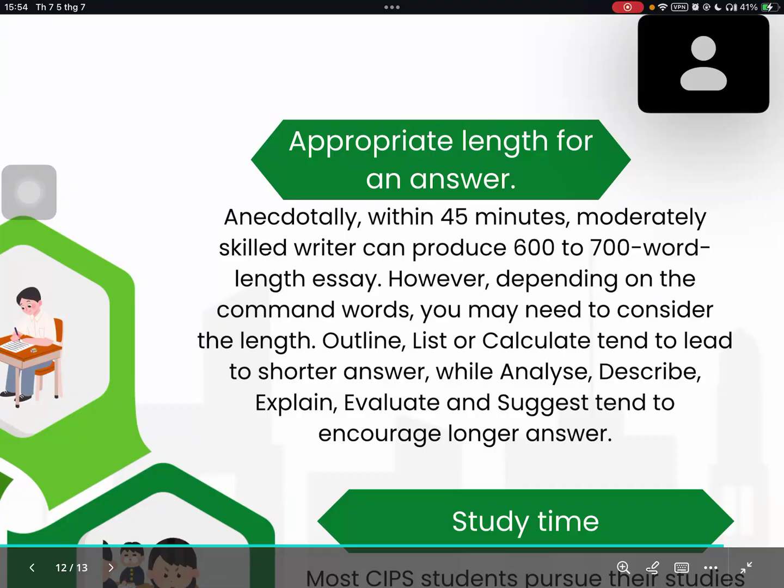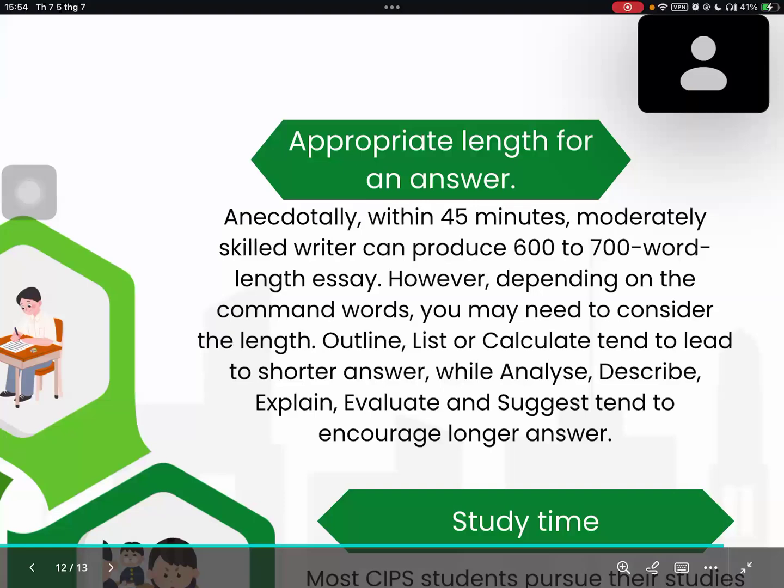Second, the length of the answer also depends on the command word. Some command words like outline, list, or calculate in L5M1, then you don't need to provide a very long answer. You just need to provide the result. With calculate, you need to do the calculation on the calculator on the exam screen. So it may take time, and therefore the length here may be affected. You don't have enough time to explain everything around that calculation. Just provide the result. Okay, that's fine.